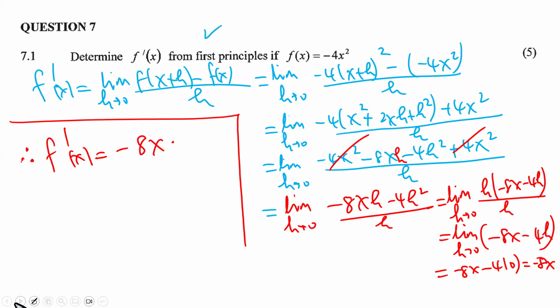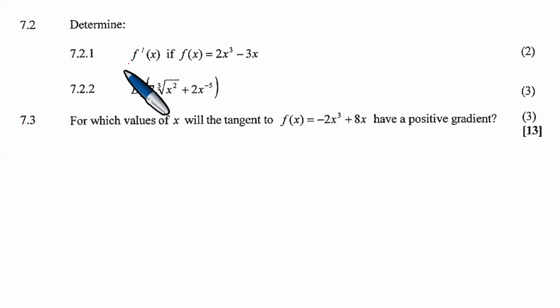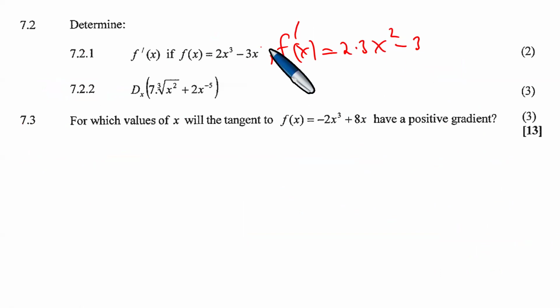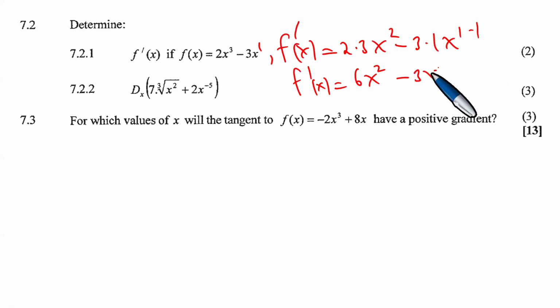Okay, next question. We need to find f prime of x, if f of x is this. This one is a routine question, straightforward. So this is 2 by 3 x squared: the power 3 comes down, and then 3 minus 1, which means f prime is 2 times 3, which is 6x squared, minus 3x to the power naught, so f prime is 6x squared minus 3.